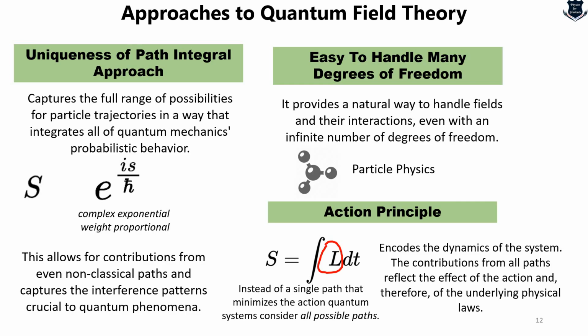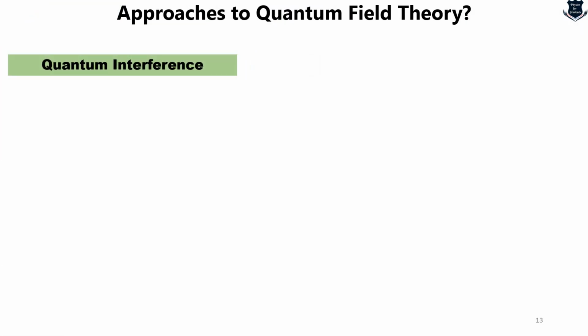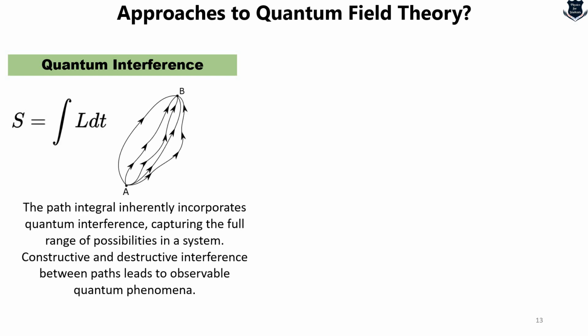So that is why there are two approaches. Two approaches have two advantages, two different complexities, and it helps us to understand. As I was saying, there is a quantum interference which is taken care of, because the path integral incorporates the quantum interference, so it gives the complete, full range of possibilities.